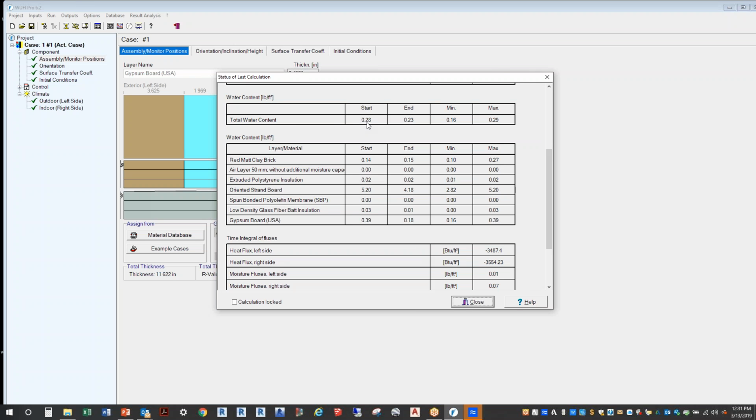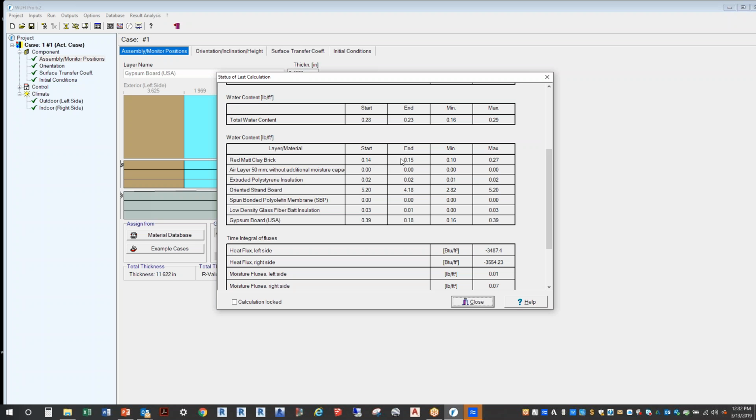All right, water content, pounds per cubic foot. Total water content in the wall starting out was 0.28. It ended after 1 year at 0.23. So that tells us that we have a decrease in our total assembly moisture content. It got as low as 0.16 and as high as 0.29. So that means that, if it does get a little damp, it's drying out, right? And then below that, you have water content per layer.